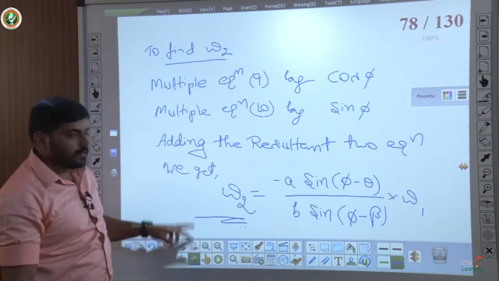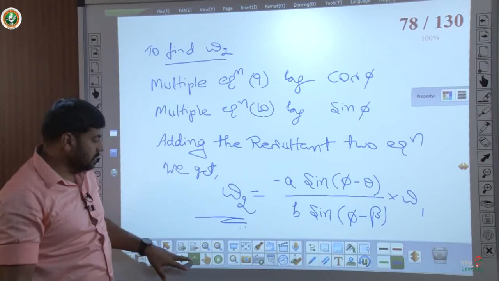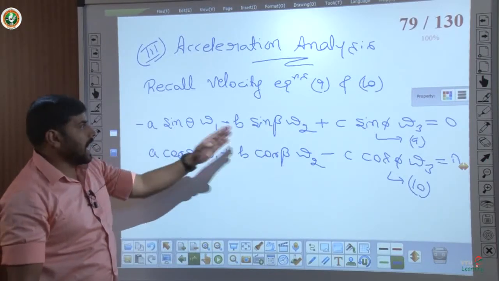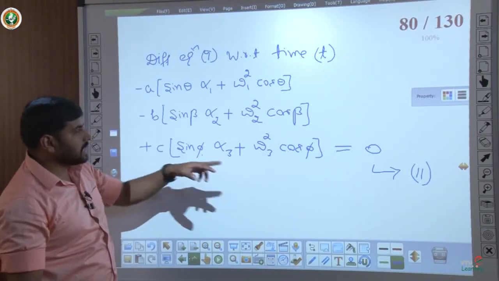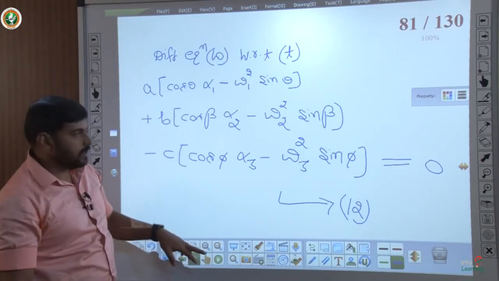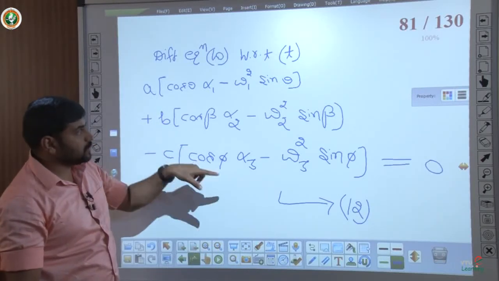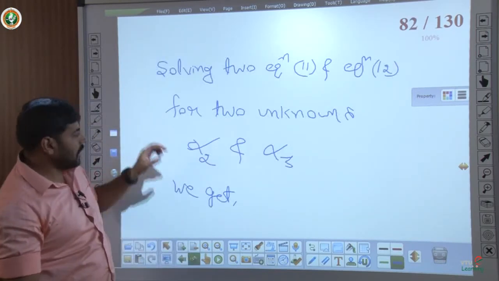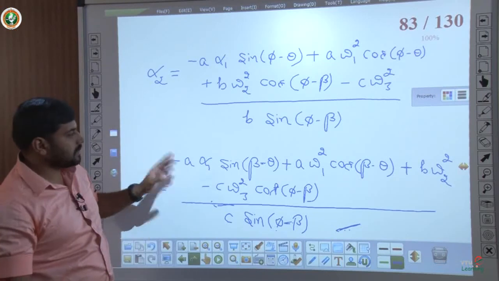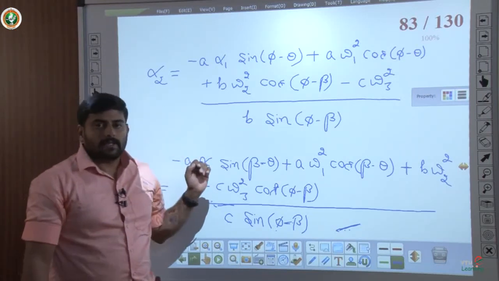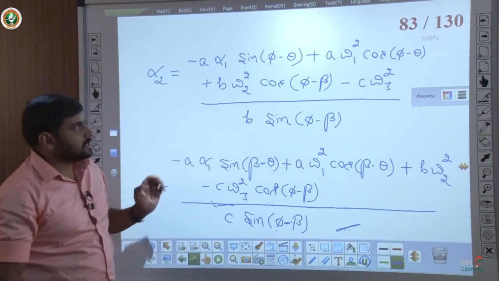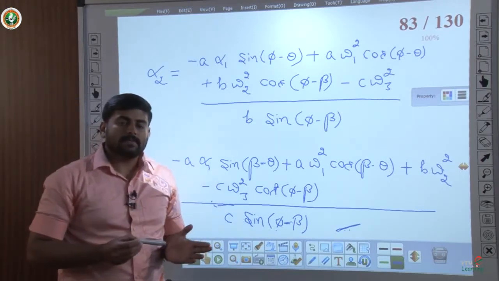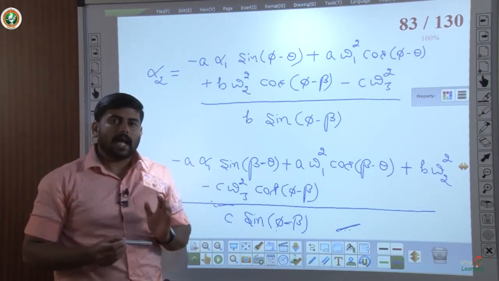So similarly, we have differentiated the velocity equations 9 and 10 with respect to time to get the acceleration equations. So we got acceleration equations 11 and 12. You should solve these two equations for two unknowns, alpha 2 and alpha 3. You will get the value of alpha 2 and alpha 3 as shown in this slide. So this completes our Freudenstein's method of determining angular displacement, angular velocity and angular acceleration.